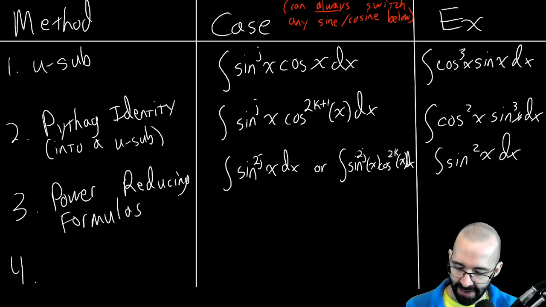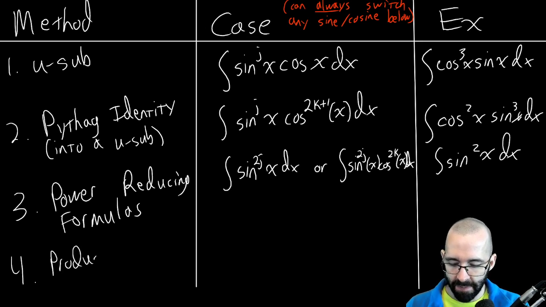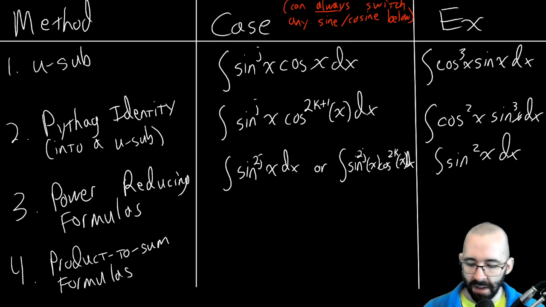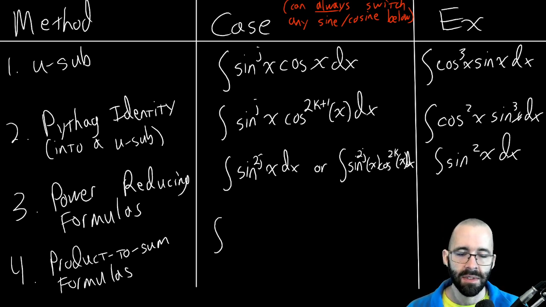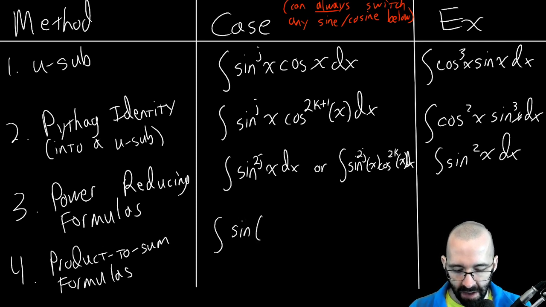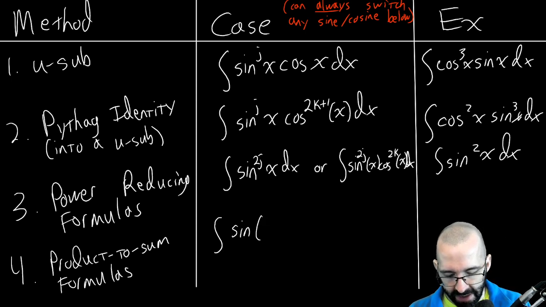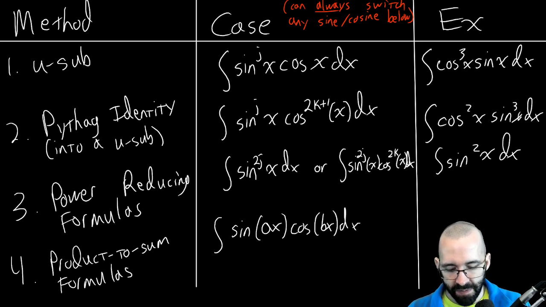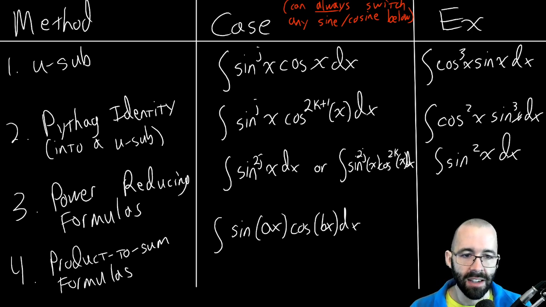Let's fill in the last part of our table. Go all the way back to your notes. Product of sum formula. This is going to be whenever you have a sine of one thing times sine or cosine of another. We use A's and B's: sine of AX times cosine of BX. And again, this could also be a sine, or this could also be a cosine. I just don't want to write down 4 different cases.